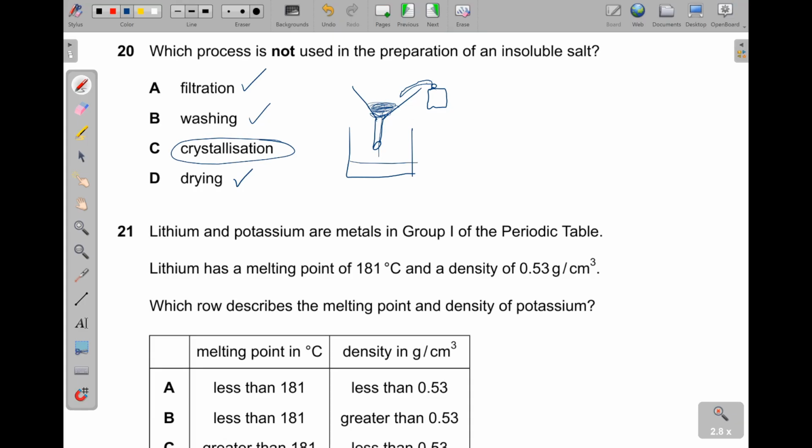Crystallization is actually for the soluble substance, where you get that solution, you heat it, then crystals will form slowly as water is being evaporated when you put it in an oven. Or somewhere for some good days in a warm place, water will go off and then you find your crystals forming. So crystallization is actually for the soluble salt.